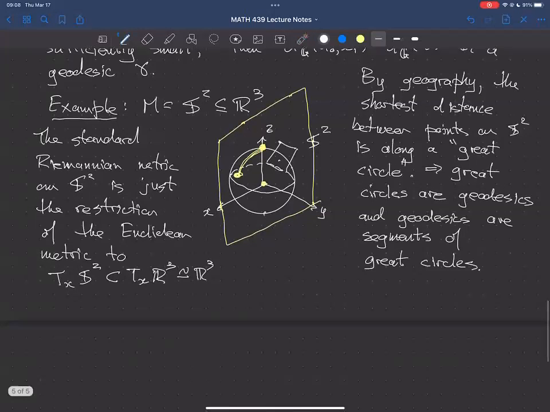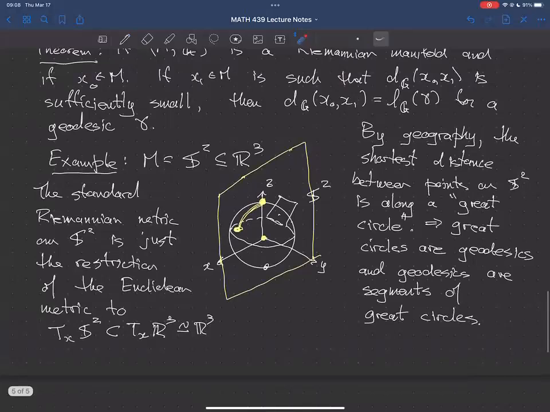All right, so when you pass through the South Pole, then the distance along that curve is obviously too large because if I want to get to a point out here, I should have gone the other way. And so that is one illustration of the reason why x1 has to be sufficiently close to x0 for this to be true. And there's a whole bunch more that's true here.